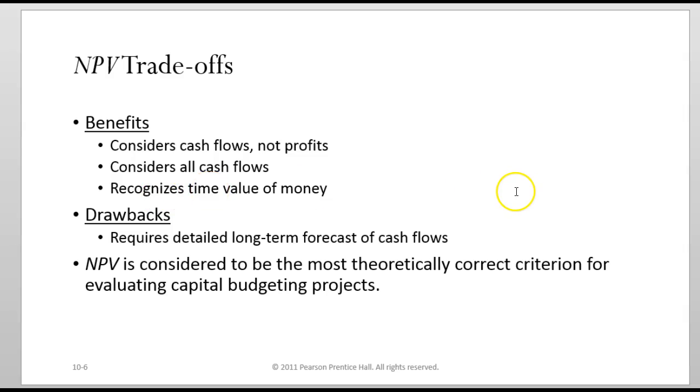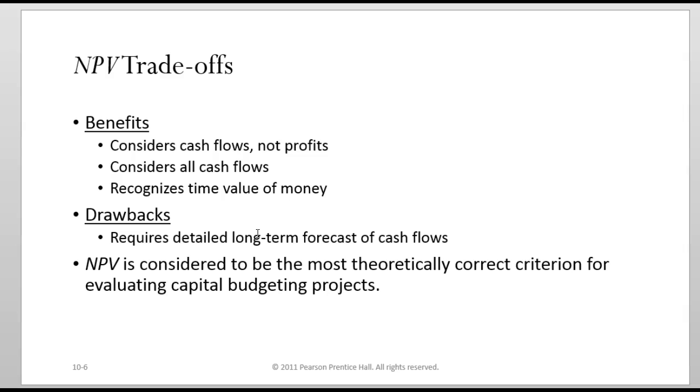Now, the drawbacks to using the NPV, you have to make long-term forecasts of cash flows. Now, sometimes that is very arbitrary, okay? That is a guesstimate in many cases. So you have to be very, very careful, okay, about what you're forecasting those cash flows to be. And you have to recognize that there may be fluctuation in those cash flows.